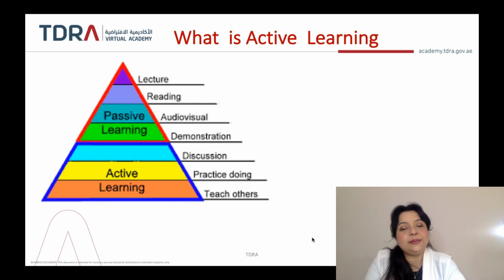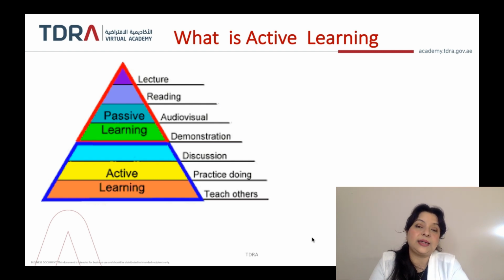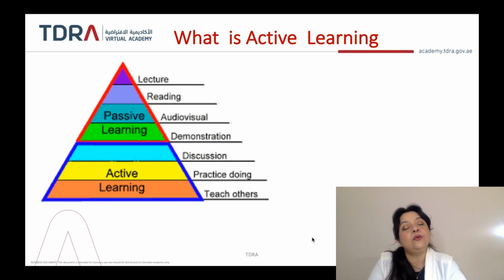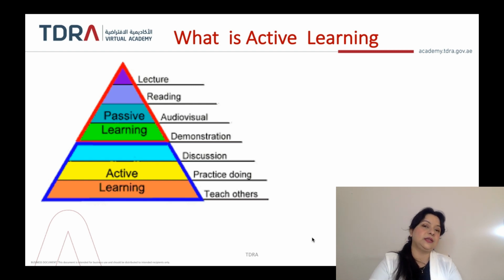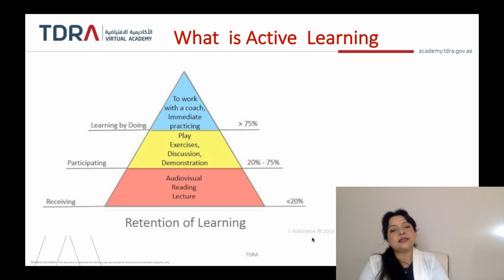So, very basically speaking, passive learning is the opposite of active learning. And in passive learning, we are lecturing, reading, consuming audio visuals, or having demonstrations. Whereas in the active learning formats, we are discussing, we are practicing, we are teaching others, we are involved in making new meanings about it. And therefore, these are the polar opposites of each other in terms of learning formats. And this is why it is important.